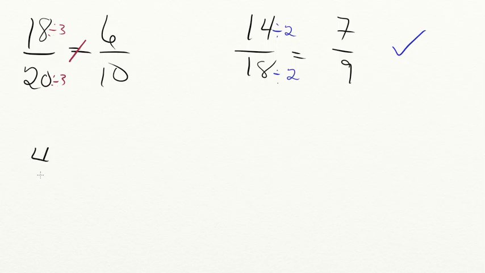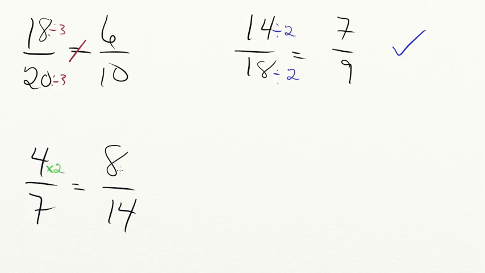Can you tell me if 4/7 is equivalent to 8/14? Well, in this case, we're not going to be simplifying. So we need to multiply 4 times 2 to equal 8. And if we multiply our numerator, we have to multiply our denominator by 2 as well. And 7 times 2 equals 14. There we go. Great work.